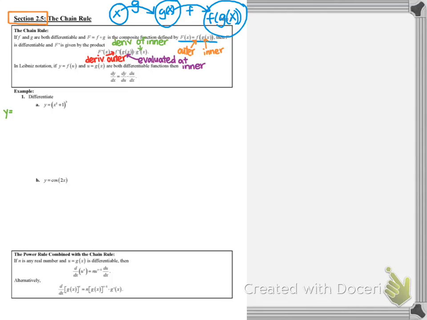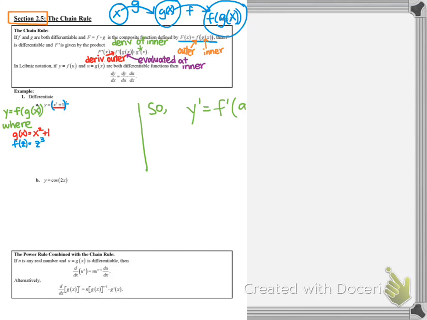We can look at this with Leibniz notation as well, which is right below. dy/dx is dy/du times du/dx. So let's take a look at the first example. If we consider y being f of g of x, that would mean that g of x was x squared plus 1, and f of x, or we'll call it f of z, would be z cubed.